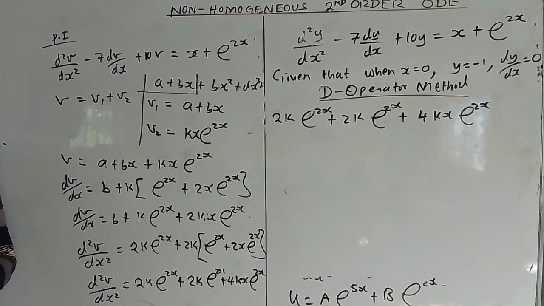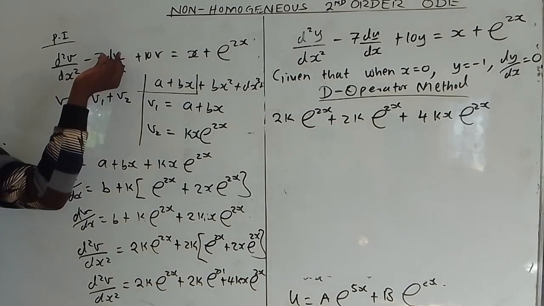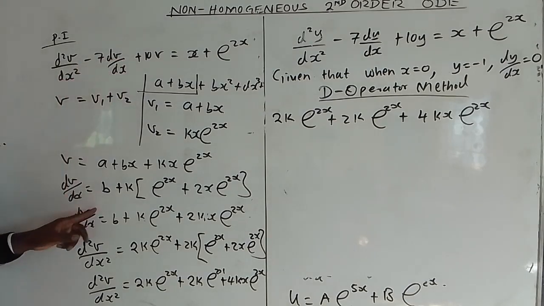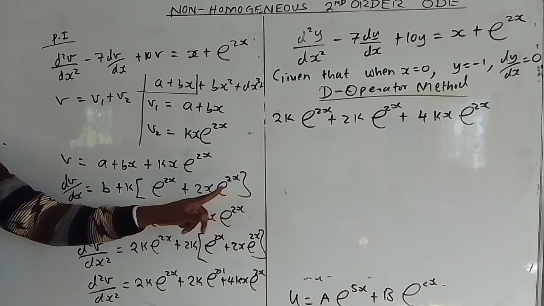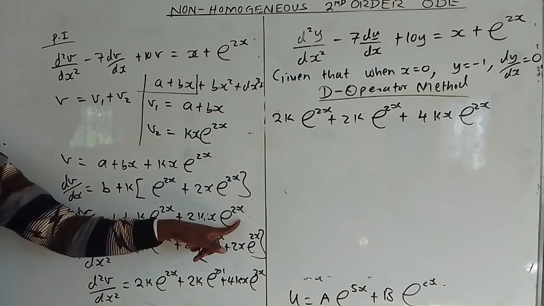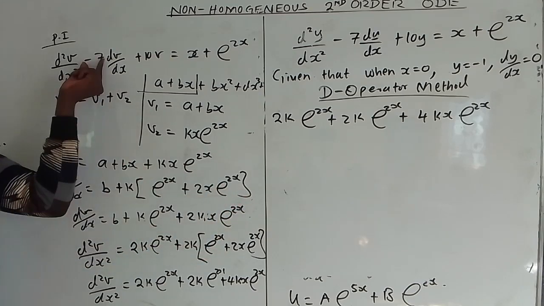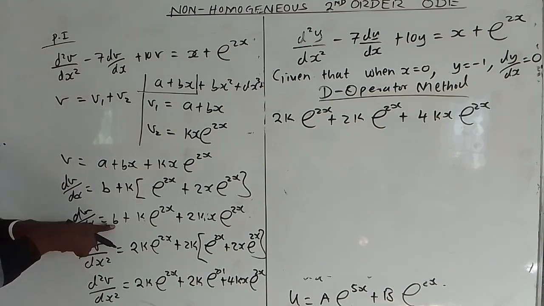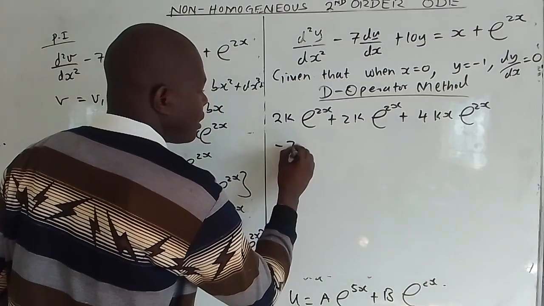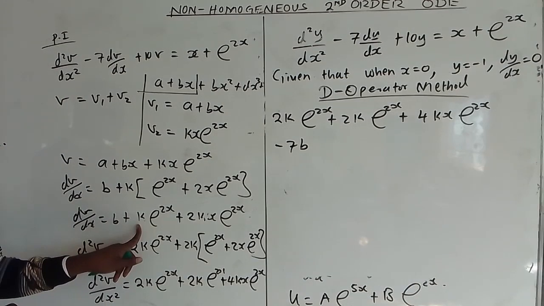Are we together? Then the next one is negative 7 times dv over dx. So negative 7 must multiply the whole dv over dx, isn't it? dv over dx, you found this. So multiply all its sum by negative 7, isn't it? So start. Negative 7 times b. Negative 7b. Negative 7 times this.